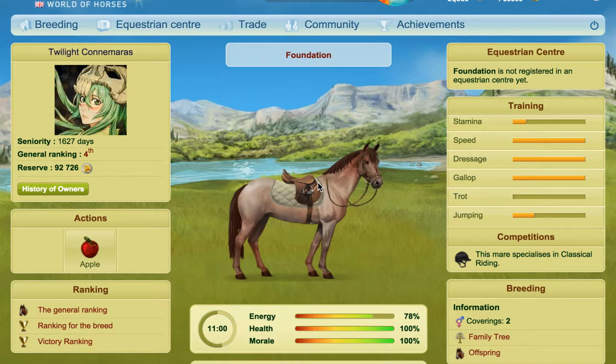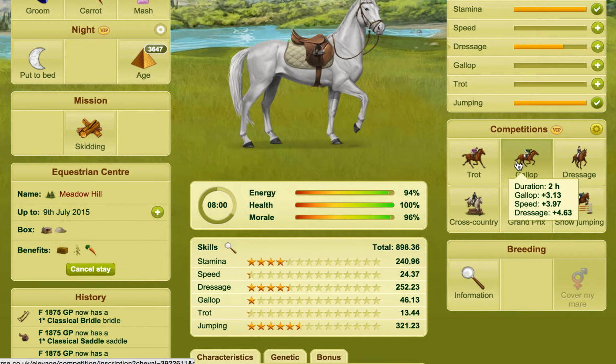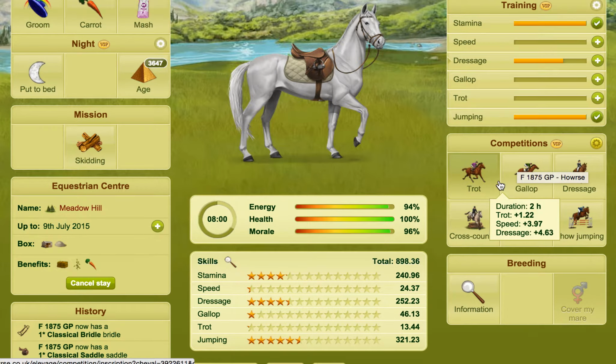So for example, say you wanted a really good horse for trot competitions, or you wanted a really good horse for dressage. You need to understand what makes a good trot horse or what makes a good dressage horse. So first off, what we will do is we will just have a look at competitions. Now, you can do this with any of your horses at all. This will be the same for them.